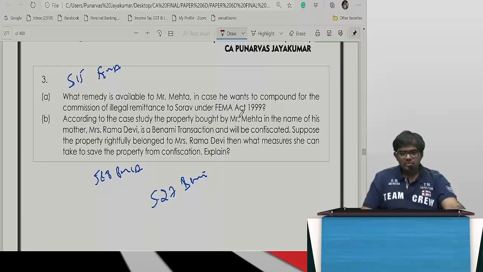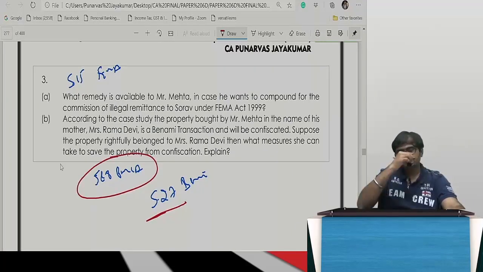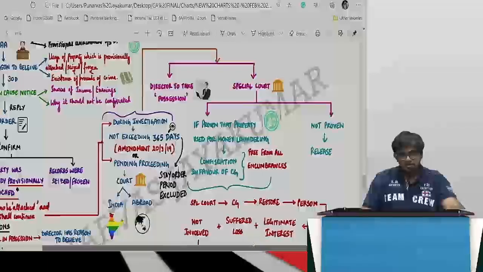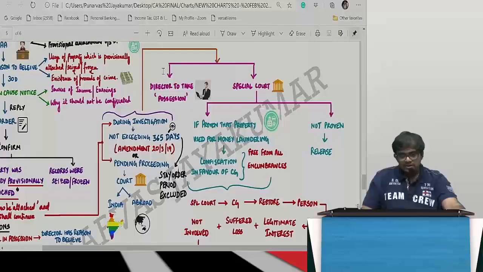According to the case study, property bought in the name of the mother is a benami and will be confiscated. Suppose the property rightfully belonged to Mrs. Ramadevi. What measures can she take? So you can just write the basics of 27, but predominantly the answer is on sections 5 and 8 of PMLA. If you remember our chart here, the special court will go for possession and confiscation.